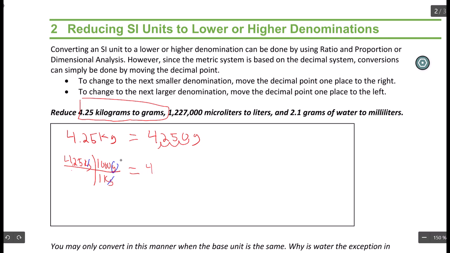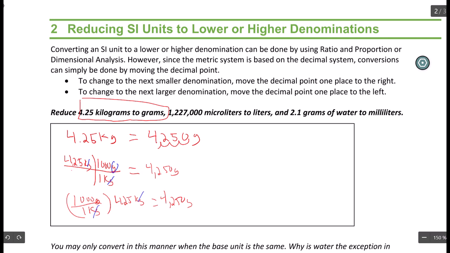I can also do it by ratio and proportions. I can say that I know that there is 1,000 grams in 1 kilogram. How many grams if I've got 4.25 kilograms? Again, it's the exact same thing I just did up here. The kilograms cancel out, and you're left with the same exact answer, 4,250 grams.